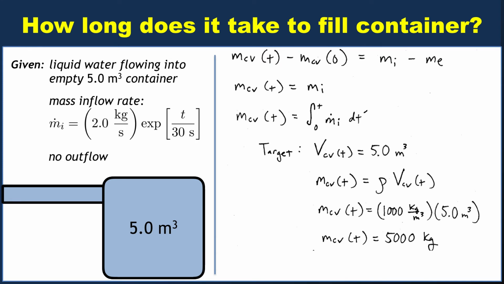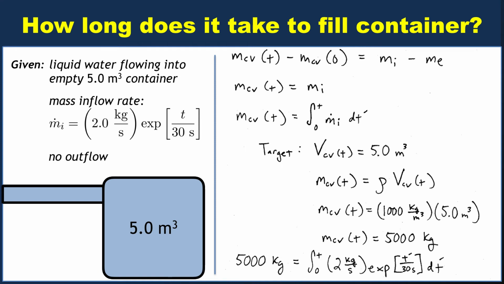So that means that the number 5,000 kilograms we can substitute in up here in the equation for m_cv. So we didn't know the mass, but now we do. That's the target mass we're trying to hit by filling this container. So that must mean that 5,000 kilograms equals the integral over time of m dot I. And all I've done at the bottom is substituted in that specified form of the mass inflow rate.